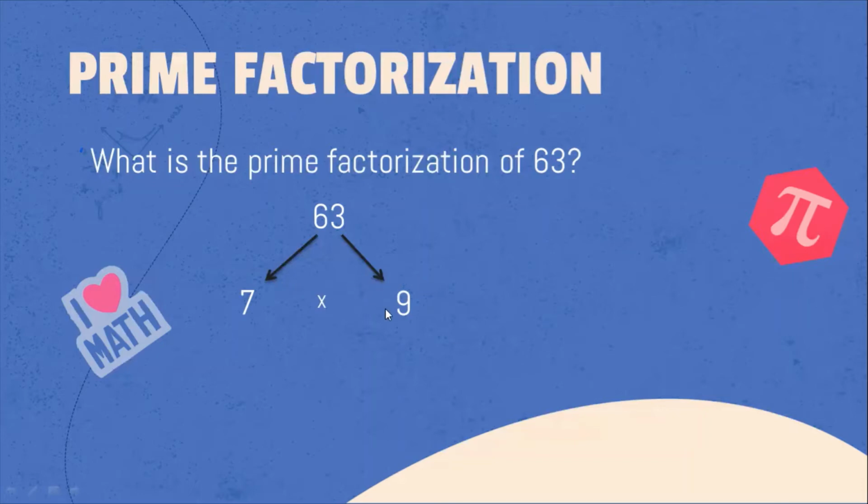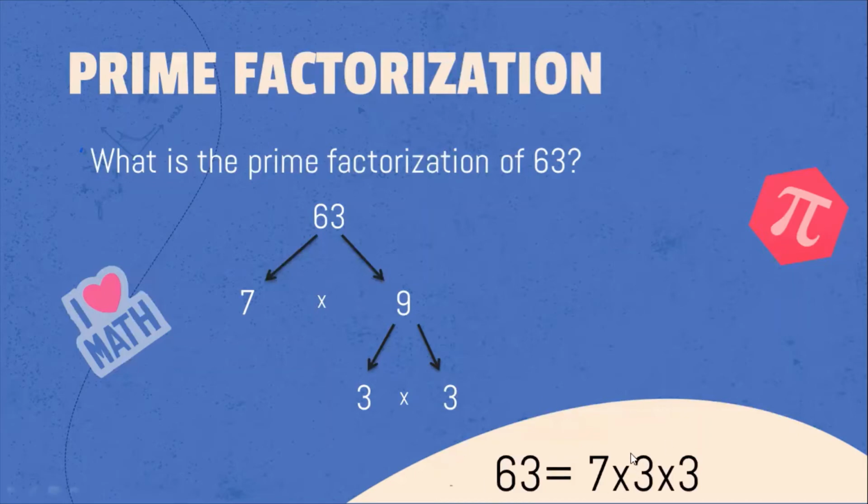How about 9? Is 9 a prime number? No, it is not. It is a composite number because aside from 1 times 9, it has other factors such as 3 multiplied by 3. That's why we now have the prime factors of 63. 3 is a prime number because it has no other factors except 3 and 1. So the prime factorization of 63 is equal to 7 multiplied by 3 multiplied by 3. That is our final answer.